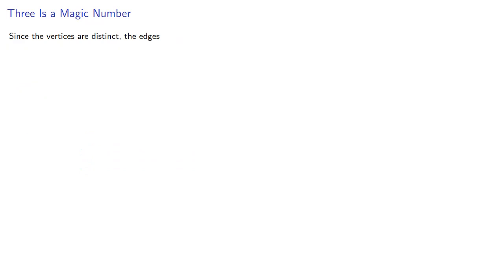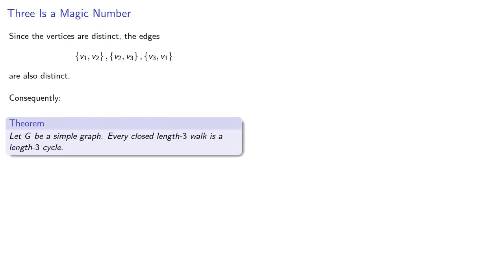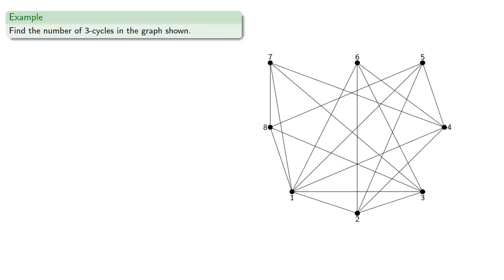But since the vertices are distinct, the edges are also distinct. Consequently, let G be a simple graph. Every closed length 3 walk is a length 3 cycle. And so that means if we have a graph that looks like this, we can find the number of length 3 cycles through the adjacency matrix.